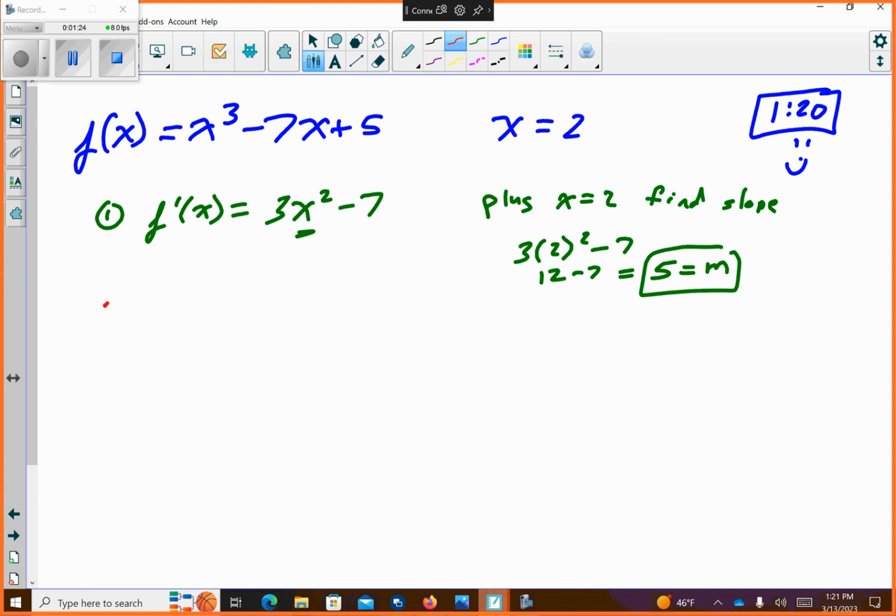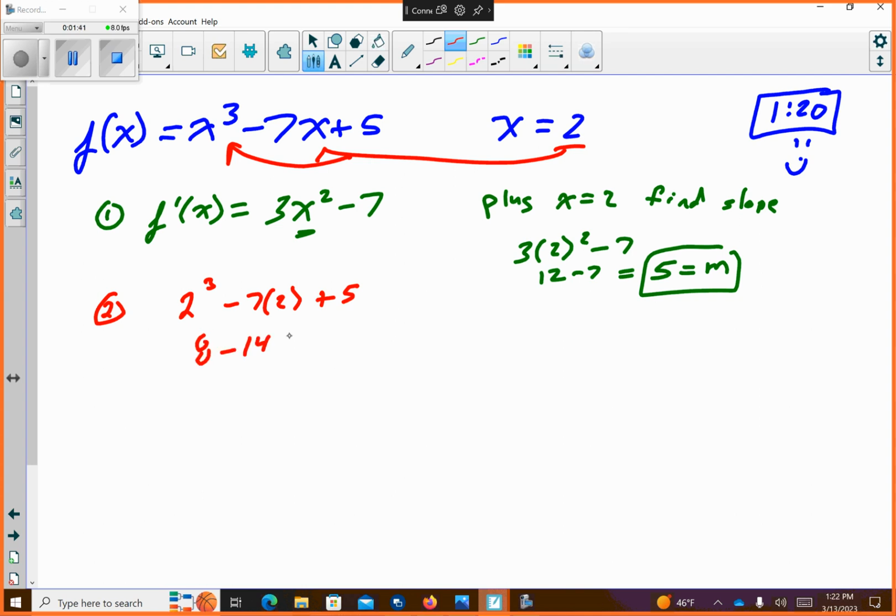Then the second step is I'm going to plug this back in for the x's on the original. So I'll get 2 to the third minus 7 times 2 plus 5. And 2 to the third is 2, 4, that's 8 minus 14 plus 5. So that's going to give me negative 6 plus 5. So that comes out to just a negative 1. So that gives me the point of tangency being 2 comma negative 1. So that's the point of tangency.